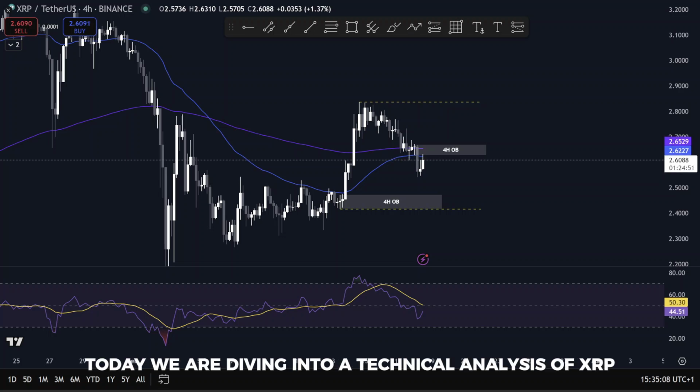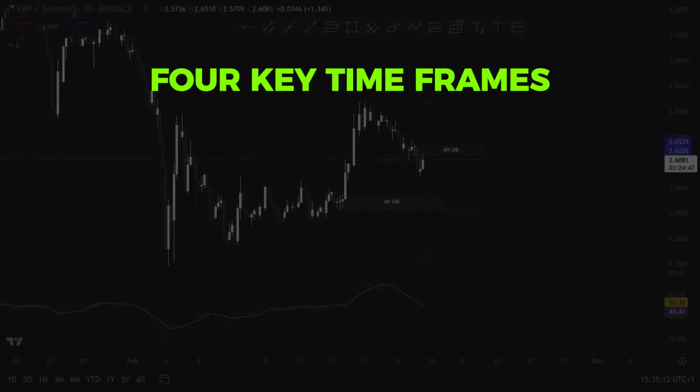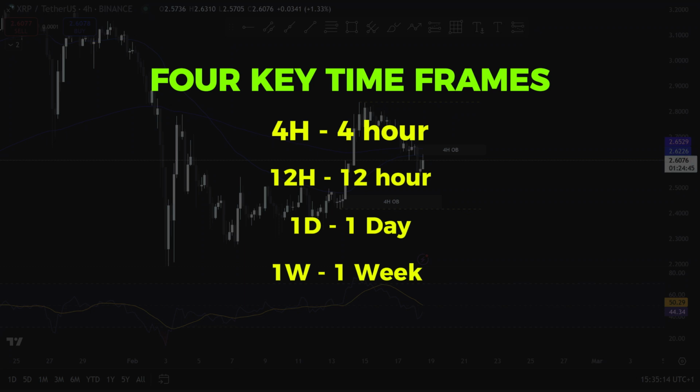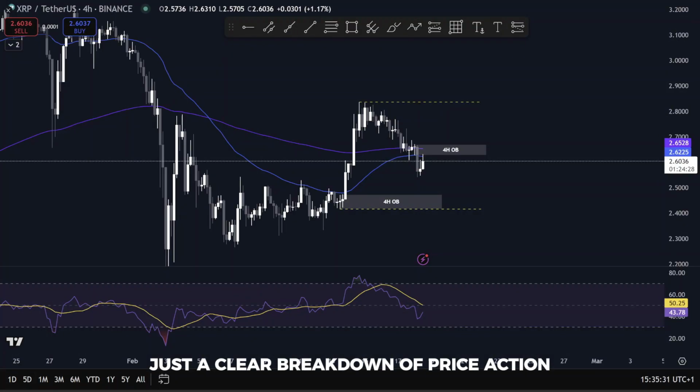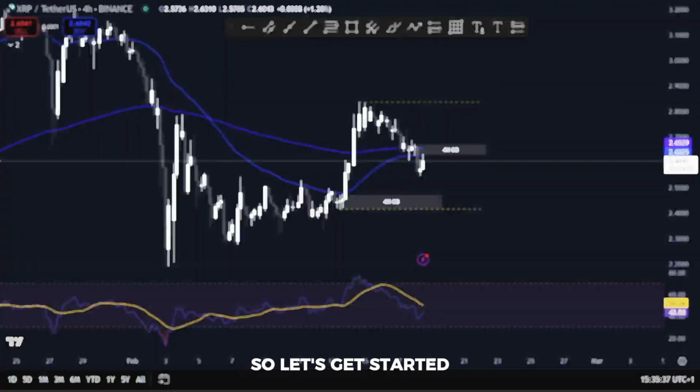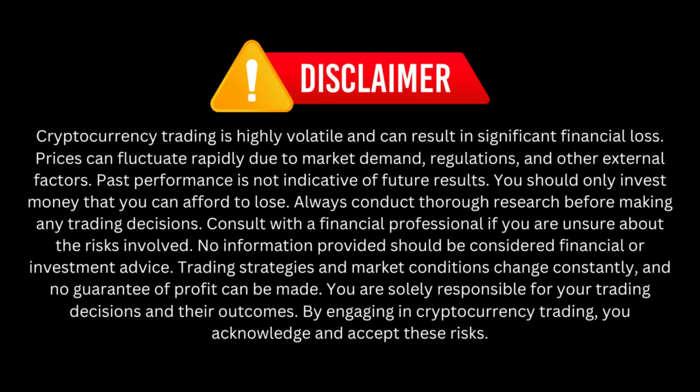Today we are diving into a technical analysis of XRP across 4 key timeframes: 4-hour, 12-hour, daily and weekly. Just a clear breakdown of price action, RSI, EMAs, order blocks and liquidity zones. So let's get started. Before we begin, remember, this is educational content only. Always do your own research before trading.